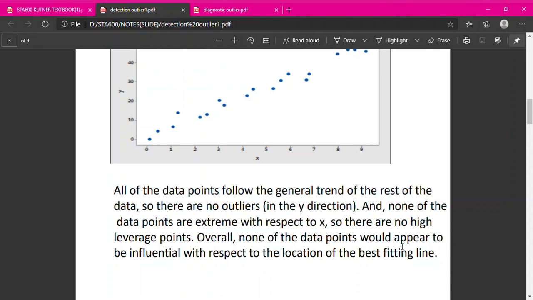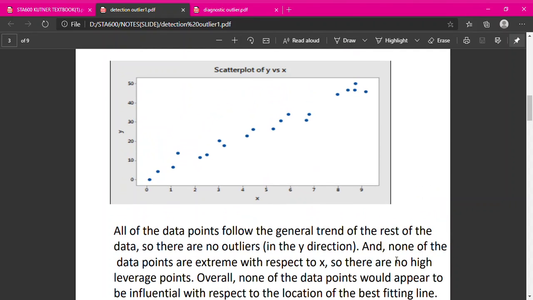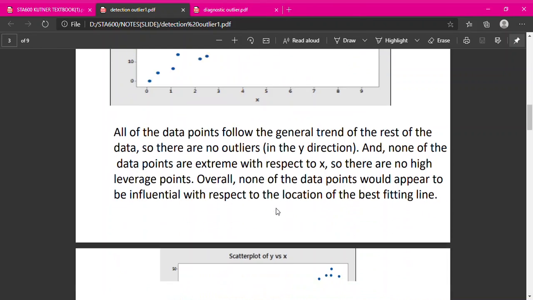Overall, none of the data points will appear to be influential with respect to the location of the best fitting line. So kalau tak ada outlier, tak ada high leverage point, so tak adalah influential observation. So the data kat sini said to be okay lah, reliable untuk kita proceed. Secara amnya lah kan, tapi selepas tu baru kita check dia punya assumption and so on.